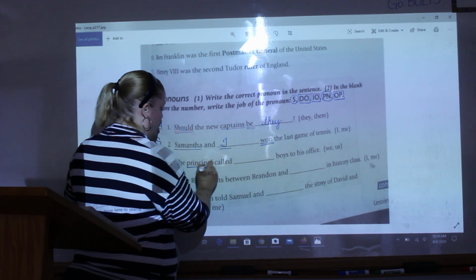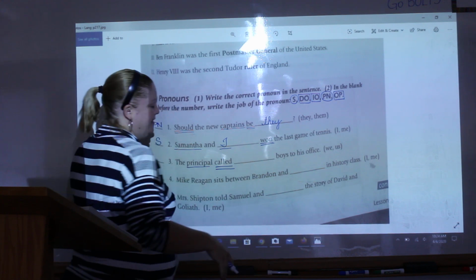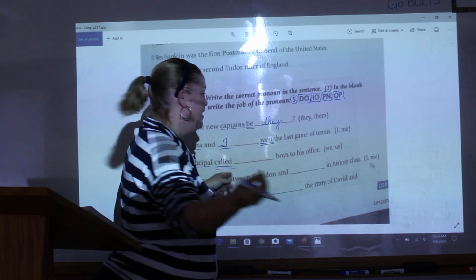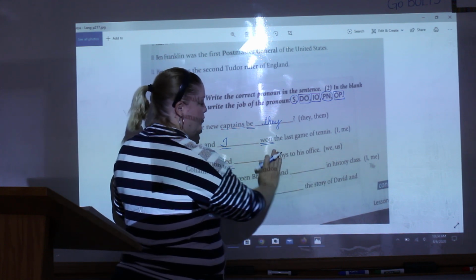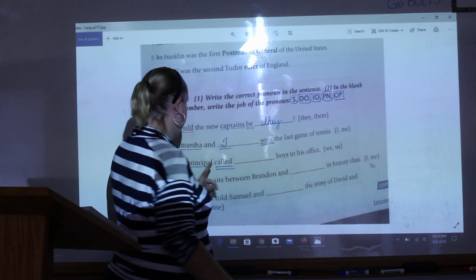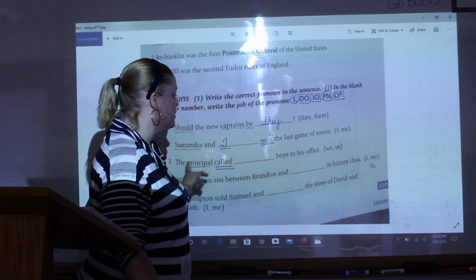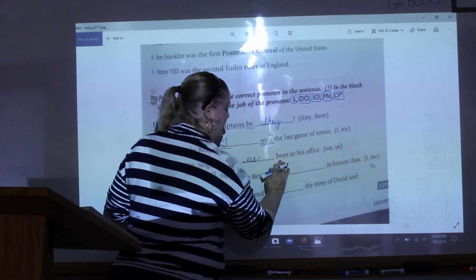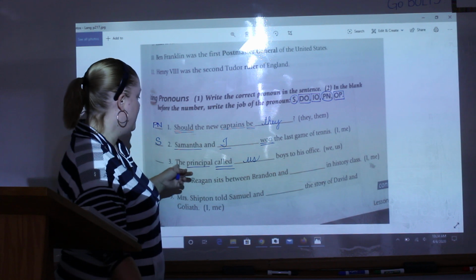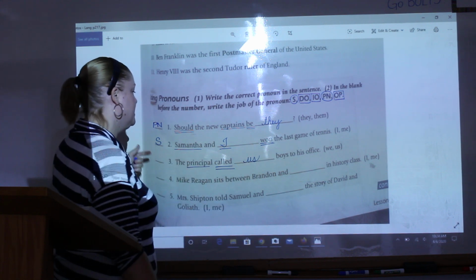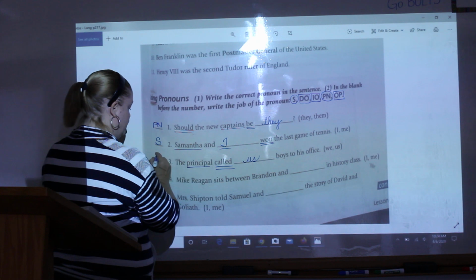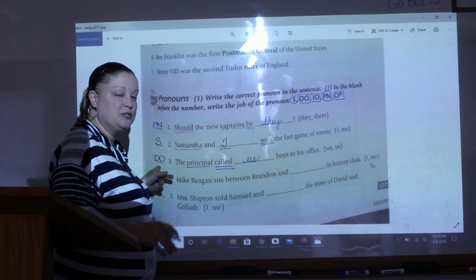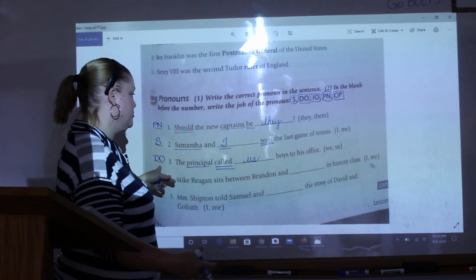Number 3, the principal called us boys to his office or we boys to his office. Well, the principal called, there's an action verb. We're not looking for a predicate nominative. So we're looking for what? A direct object. We can hold that word boys off and say the principal called us or the principal called we. Well, only one's going to make sense. So even though we have this in the sentence to clarify who is us, you cannot say we. The principal called us. Called who or what? So it makes it a direct object. Us is functioning as a direct object.